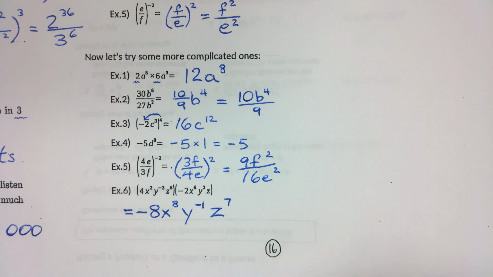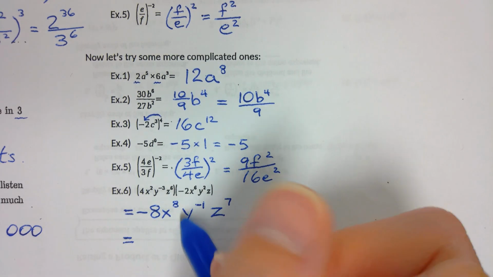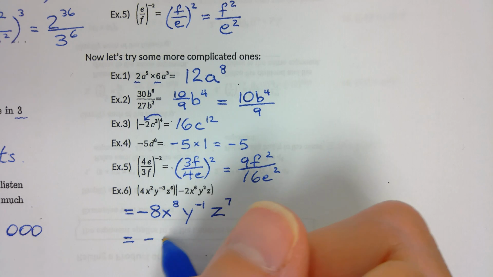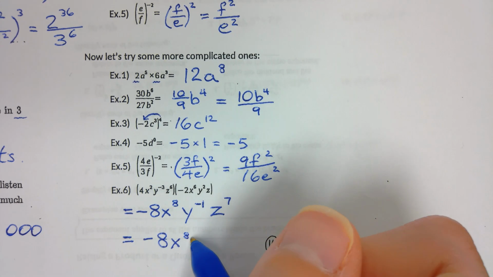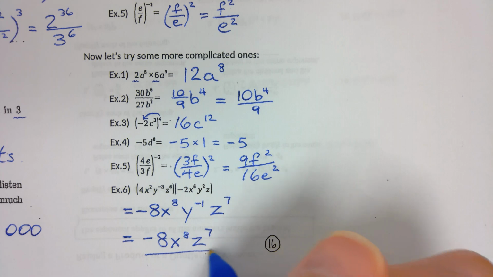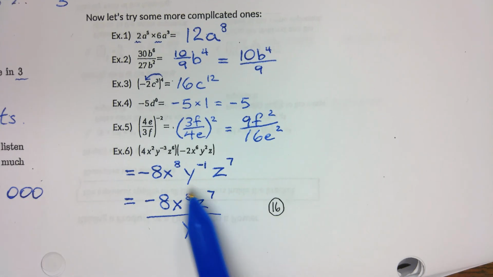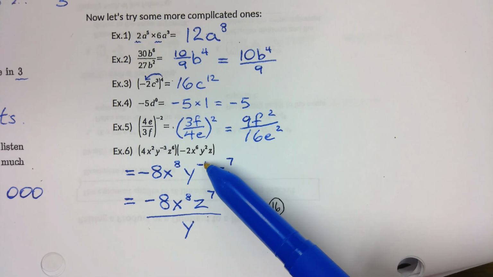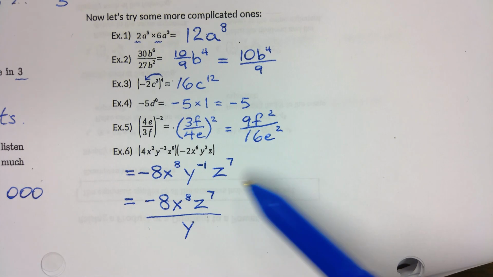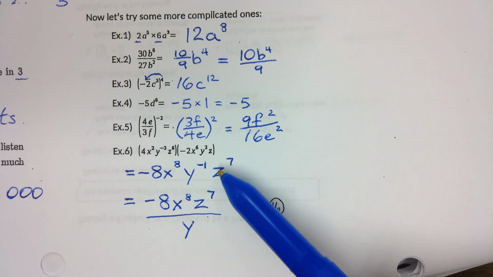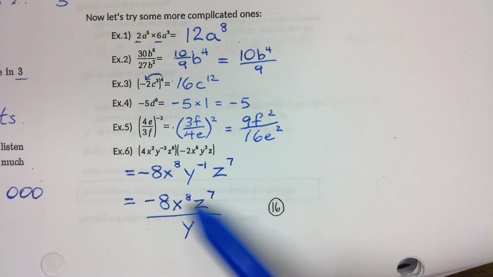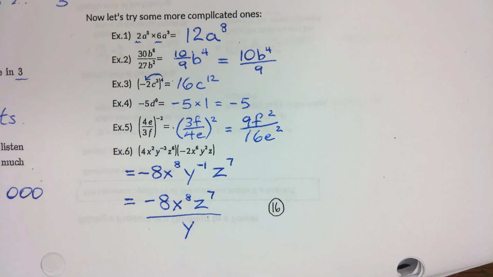But Phil, how would you write the better answer? So y to the -1 is just 1 over y. So you write -8x to the 8, z to the 7th over y. Perfect. Okay. So this is the better answer. -1 exponent means 1 over y, which means when you multiply these by 1, it's just on the numerator, and then the y is left in the denominator. Good.